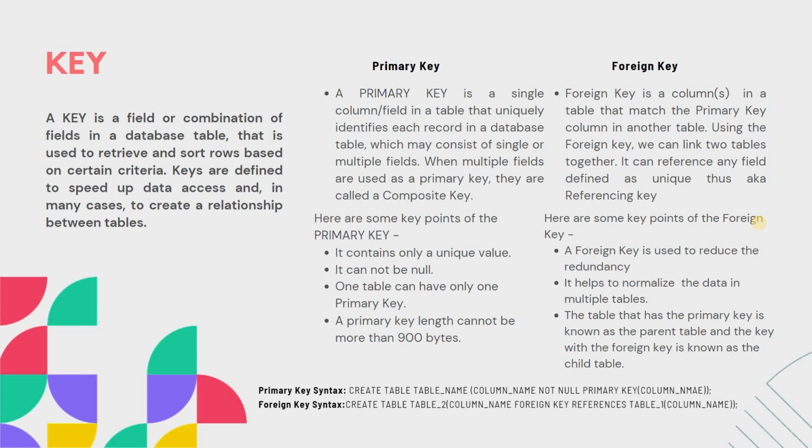more than 900 bytes. The best example of a primary key is your Aadhaar card number. It is unique. It cannot be undefined. All Indians can have only one Aadhaar card number legally, and it is under 900 bytes. We also have a virtual ID that is unique. If we use both Aadhaar number and virtual ID as a primary key, then it's a composite key.